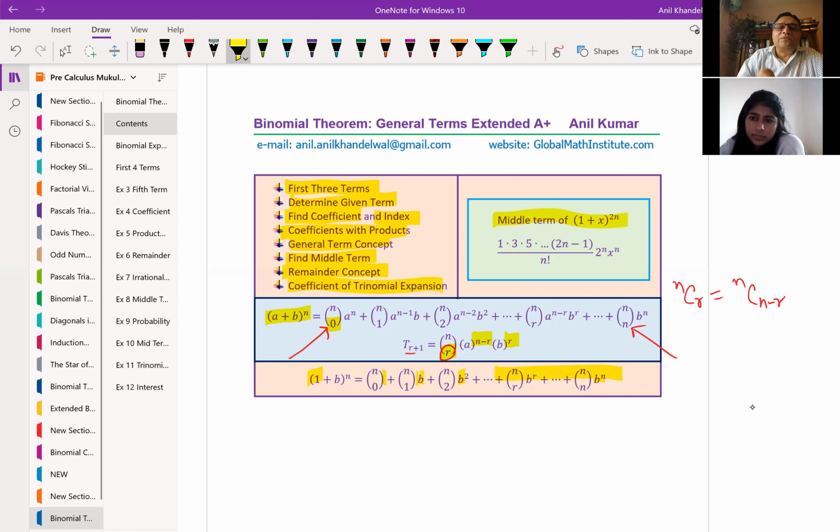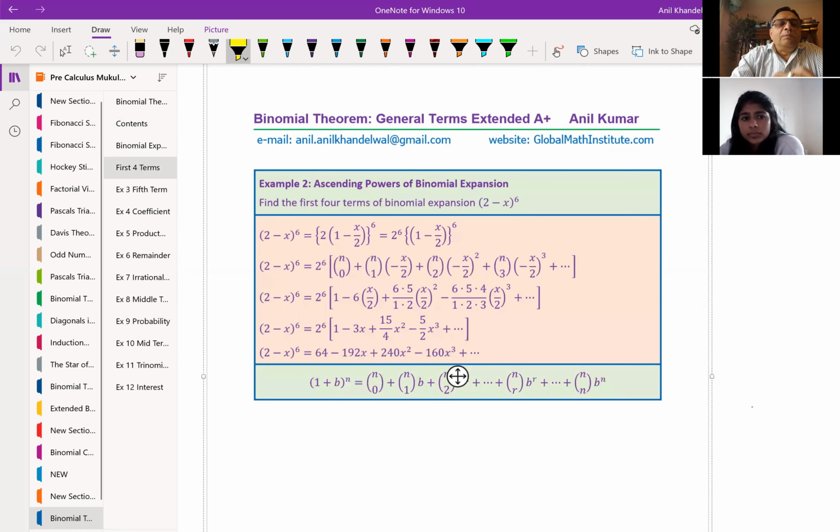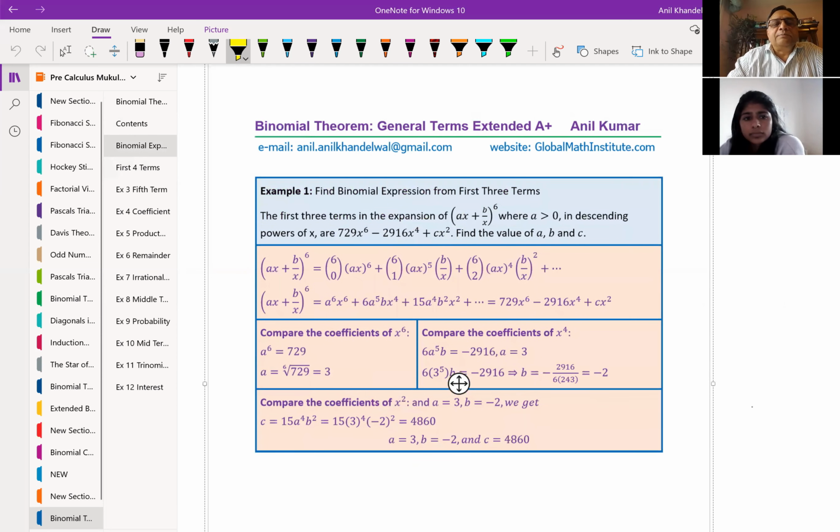And we can work with the first few to approximate the result. Okay, let's take an example. Now, we'll begin with the very first example, which is to find the binomial expression from the first three terms.